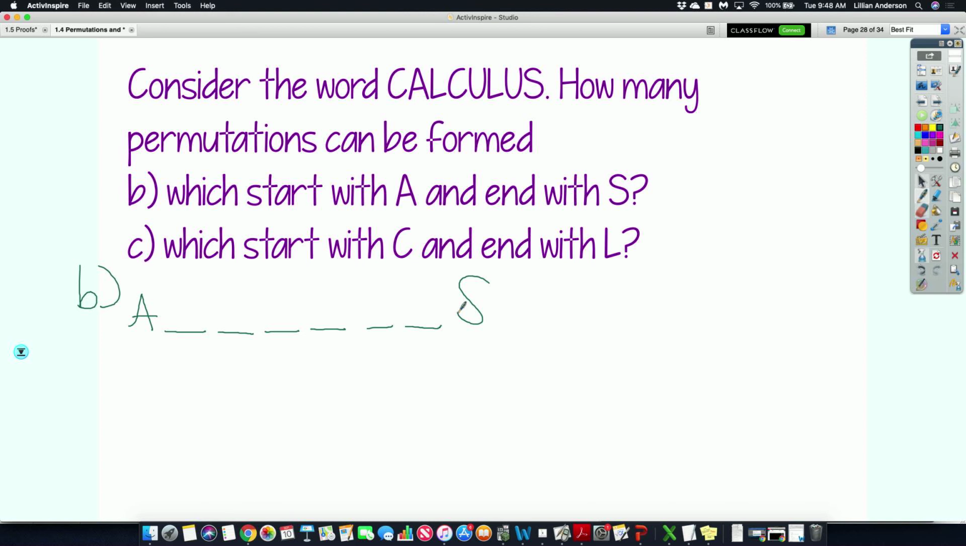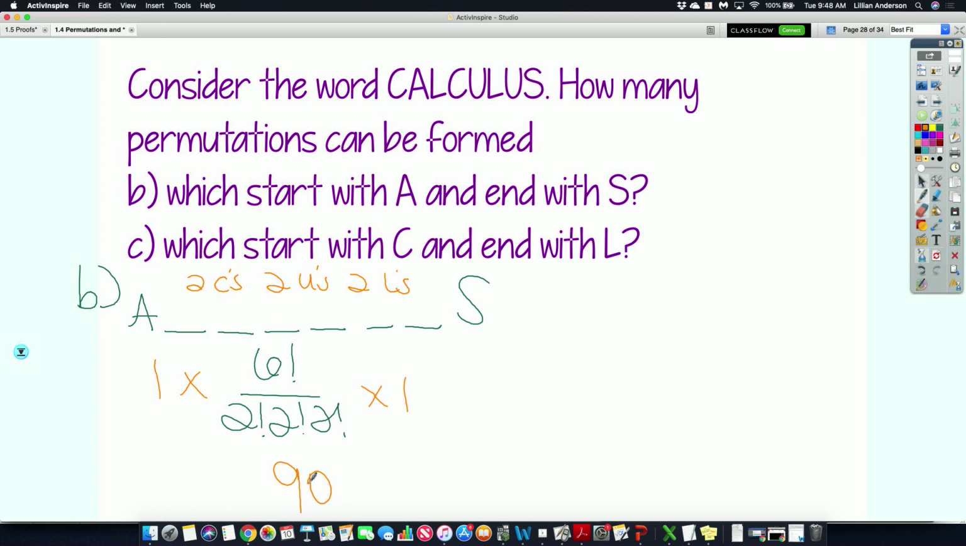So I knew there were 6 spots between, so I just did 6 factorial divided by 2 factorial times 2 factorial times 2 factorial. And why all these 2's? Because the other letters that are in between repeat. In between, you basically have 2 C's, 2 U's, and 2 L's to choose from. No matter what, that A is always at the beginning, and that S is always at the end. So there you go, your answer is 90. Make sense?